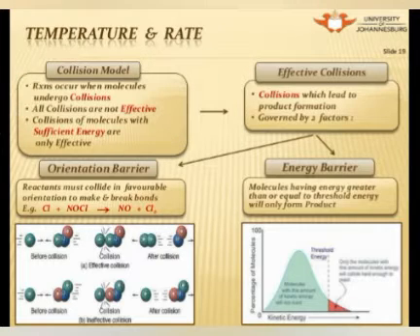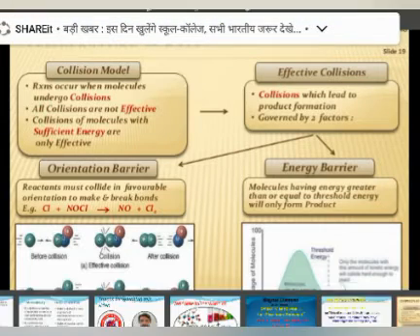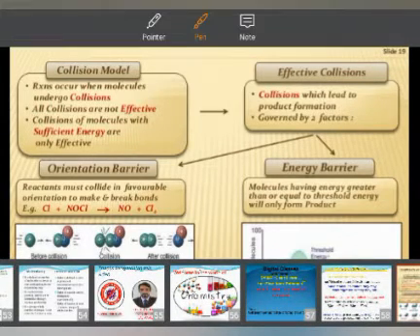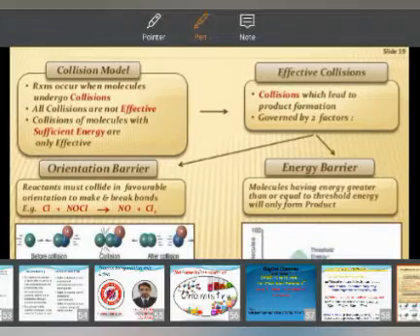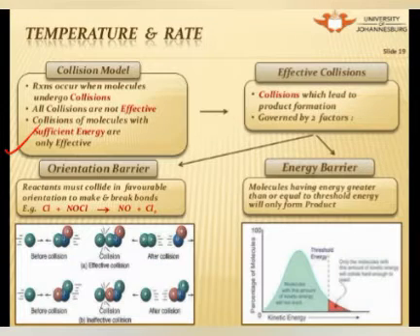So which molecules have effective collision? Number one, a reaction only occurs when molecules undergo collision. Second, it is not necessary that every collision will form a reaction or a product. Those collisions which do not form a product are not known as effective collisions. Only those collisions with sufficient energy are known as effective collisions. So effective collision is a collision which leads to product formation, governed by two factors.